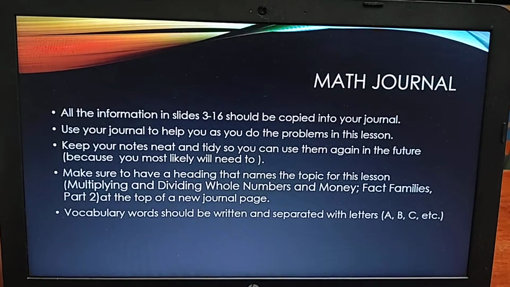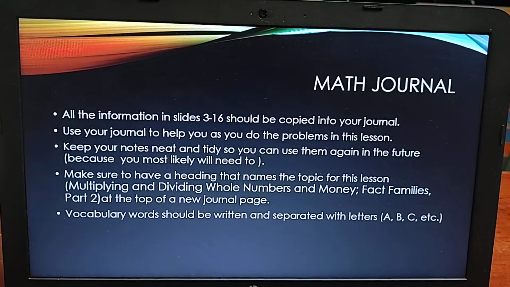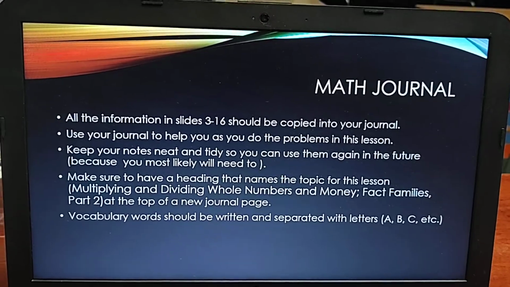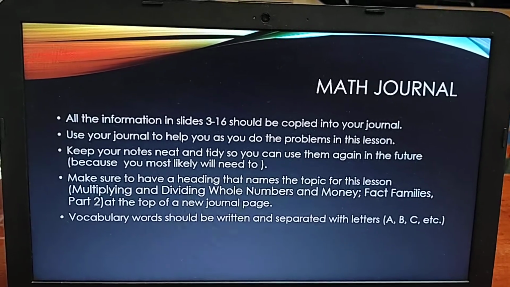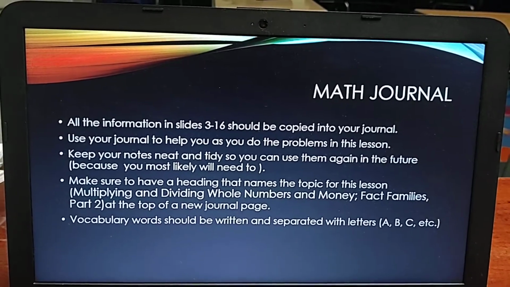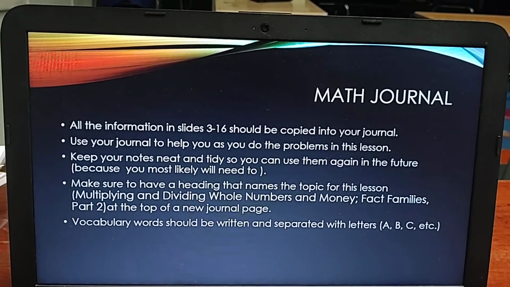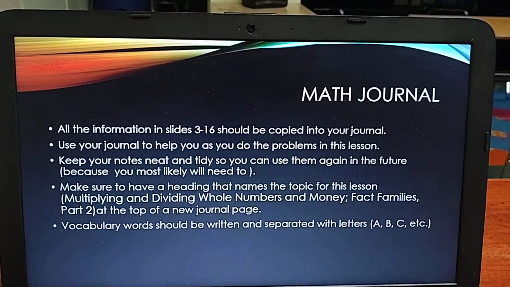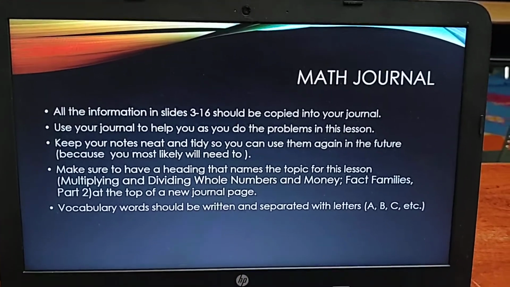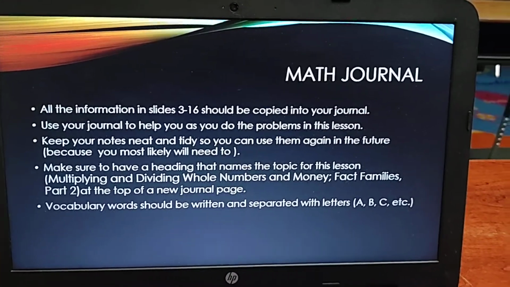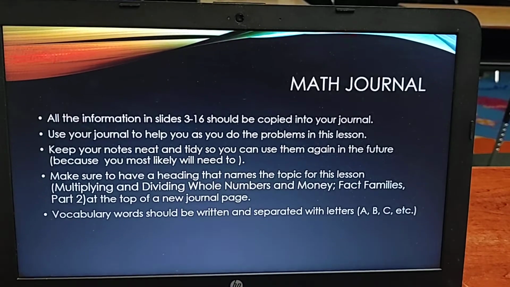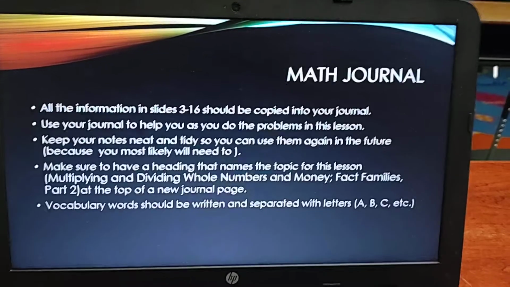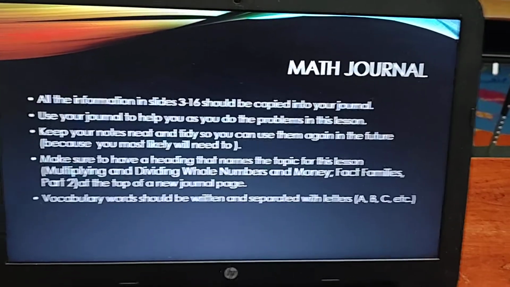Make sure you have a heading that names the topic for this lesson, which is multiplying and dividing whole numbers and money, fact families, part 2. This should be at the top of a new journal page. Do not try to cram this behind lesson 1. Turn to a new page, nice and clean, so that you have these lessons separated. The vocabulary words should be written and separated with letters, like A for the first one, B for the second one, C, so on and so forth.